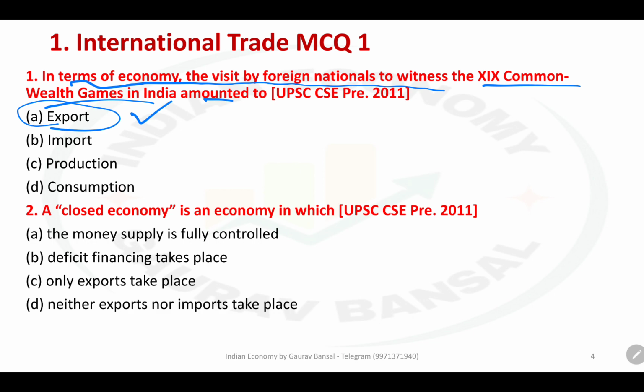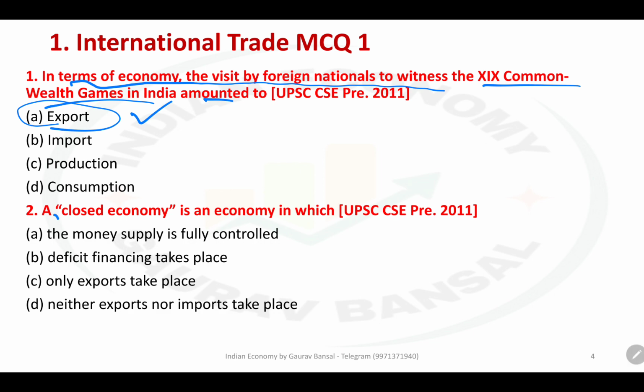Export is basically what you produce but you did not consume. So even if foreign tourists consume it in your territory, still it is export, because your people did not consume it. So that is how we interpret exports. So in this case, A is the answer.